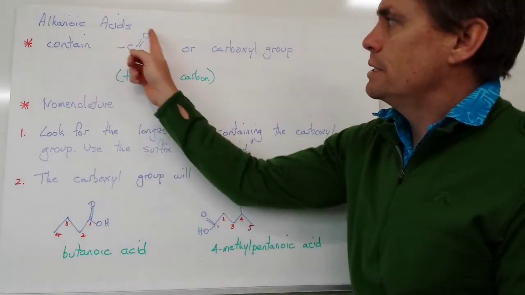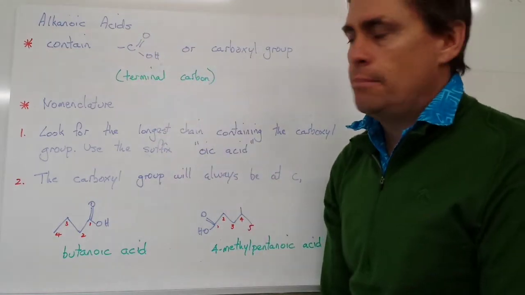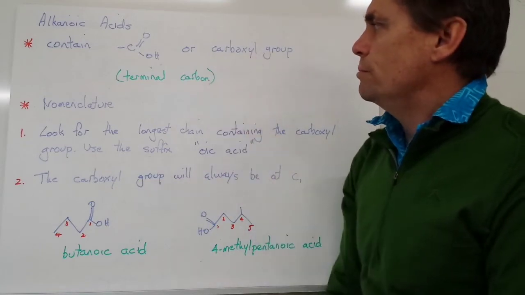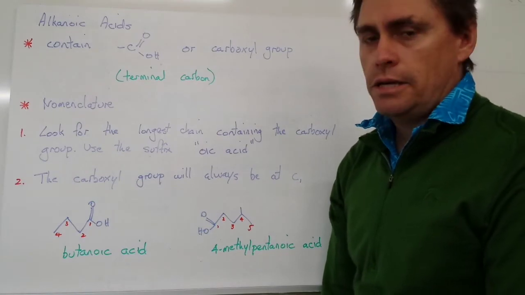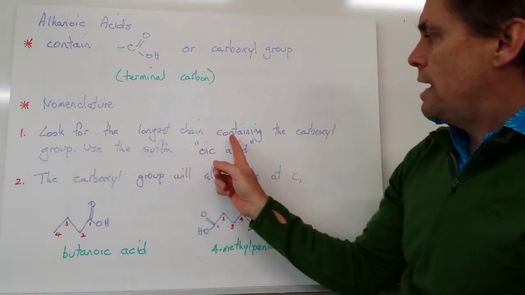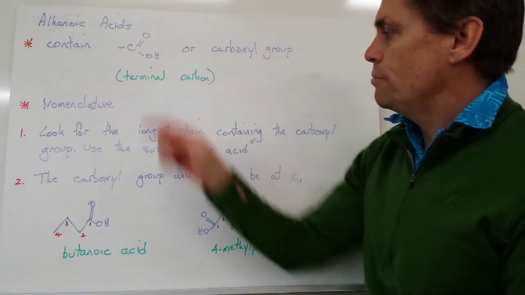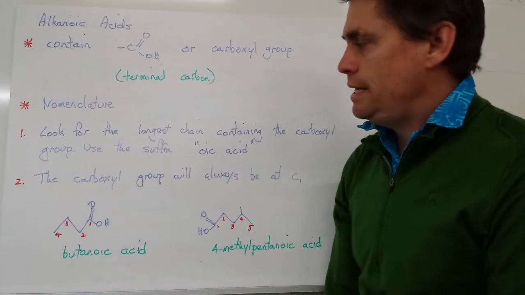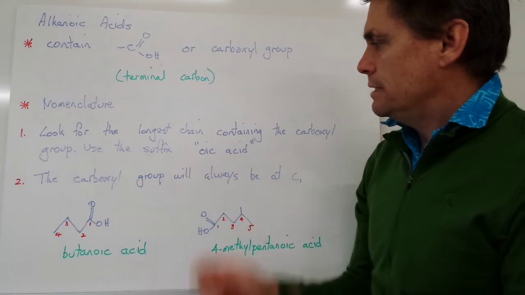And this particular group, the COOH, is what we know as a carboxyl group. So these have a functional group called a carboxyl group, and it must be on a terminal carbon. So how do we name alkanoic acids? Well, first of all, we must look for the longest carbon chain containing the carboxyl group, the COOH group, and we use the suffix oic acid. So we drop the E from our alkane and we put OIC for oic and then an acid.